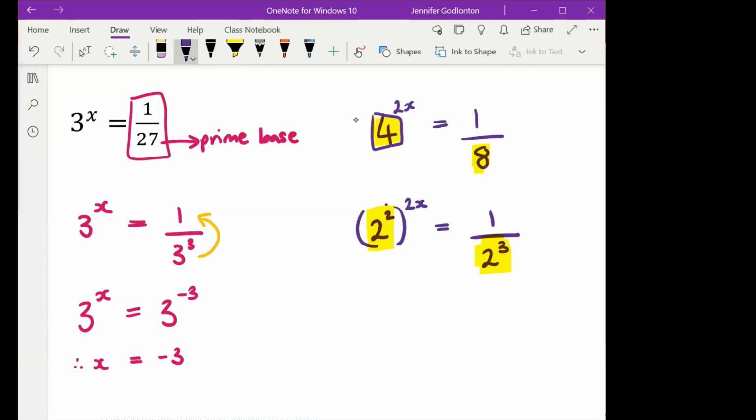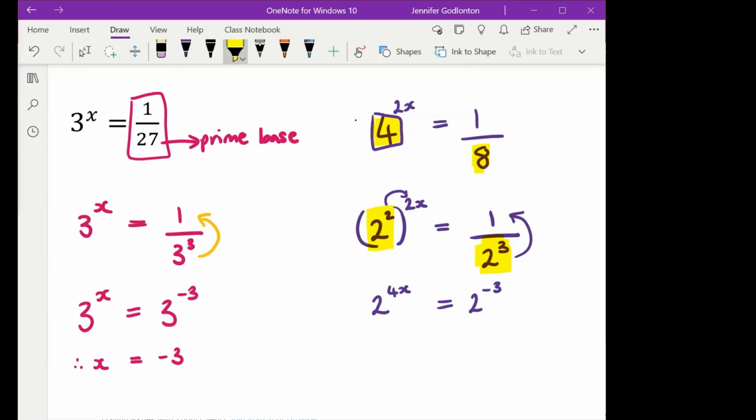When I have a power that goes to another power, what do I do to those exponents? So what happens when I have a power to a power? You multiply them out. Yes, guys, exactly. I multiply. So that's going to become 2 to the power of 4x. And that's going to be equal to, now we want to move this guy up to the top. And then when it moves to the top, it's going to become negative. So we have 2 to the negative 3.